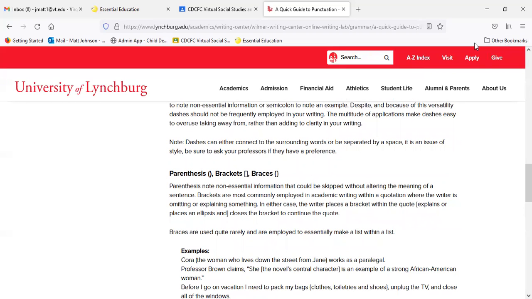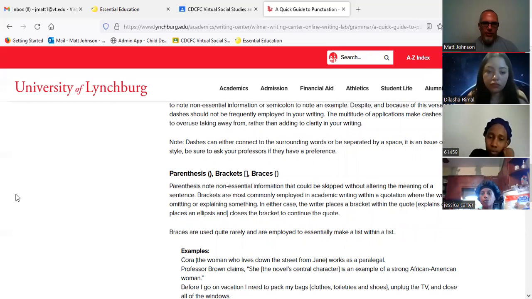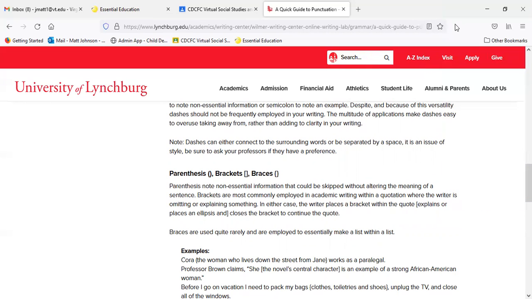Parentheses, brackets, and braces. So good knowledge here. Parentheses note non-essential information that could be skipped without altering the meaning of a sentence. Brackets are most commonly employed in academic writing within a quotation where the writer is omitting or explaining something. In either case, the writer places a bracket within the quote, explains or places an ellipsis, and closes the bracket to continue the quote.